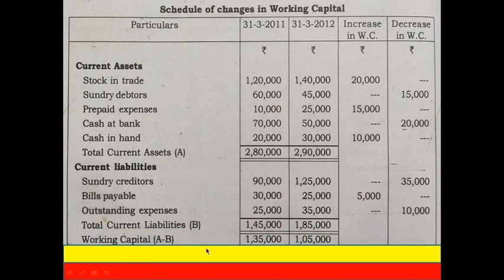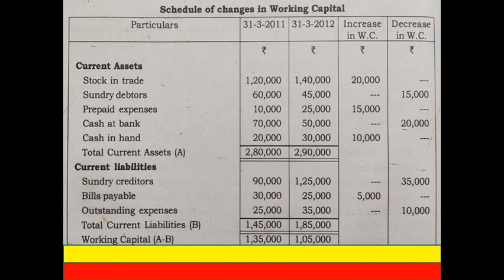Next one, this part is important. Next means working capital. We know the equation: working capital is current assets minus current liability. Here the current assets total is 2,80,000 in the first year and the current liability total is 1,45,000. You need to take the difference between 2,80,000 and 1,45,000. You will get 1,35,000 working capital. Similarly, you need to find the working capital of 2012, that is total of current assets minus total of current liability. You will get 1,05,000.